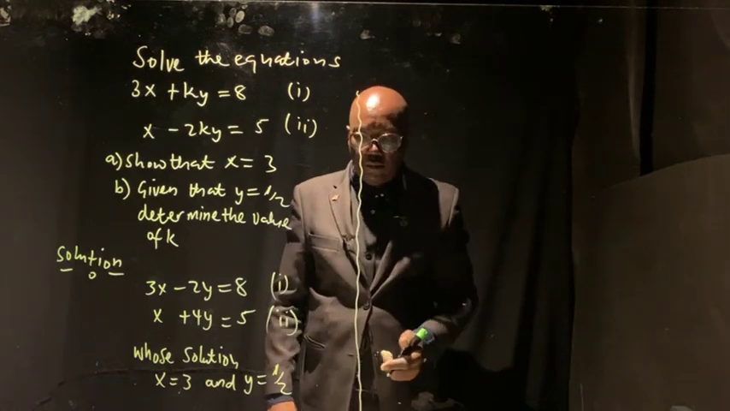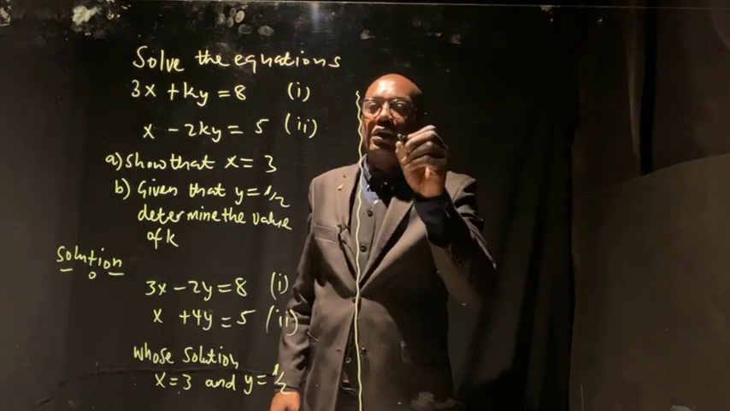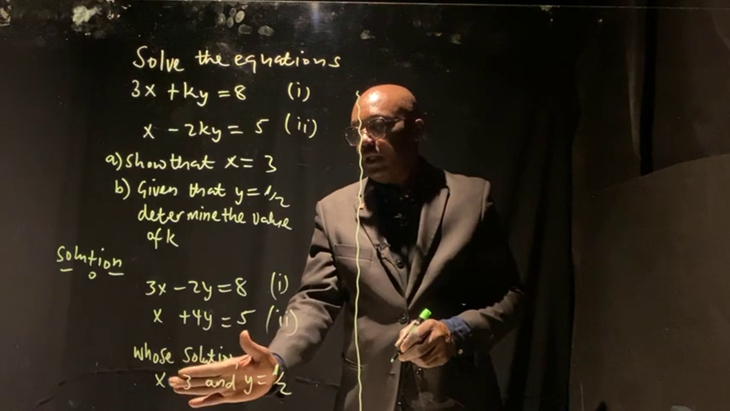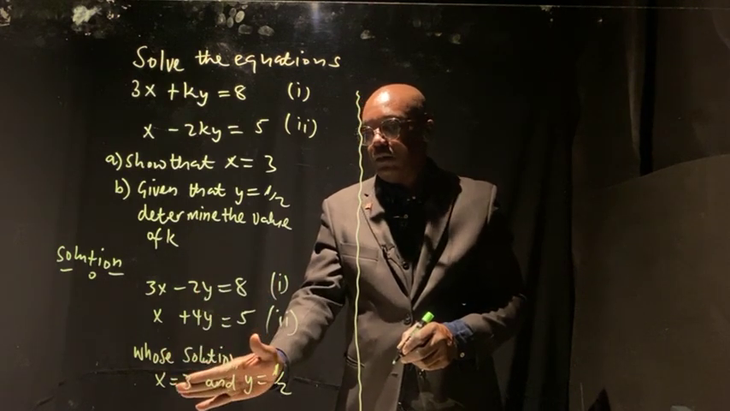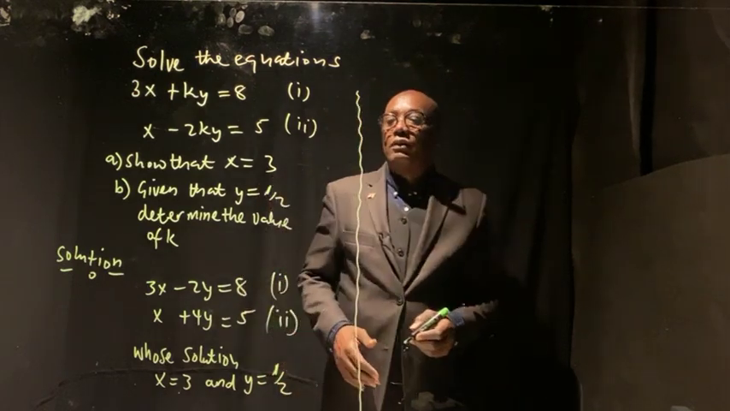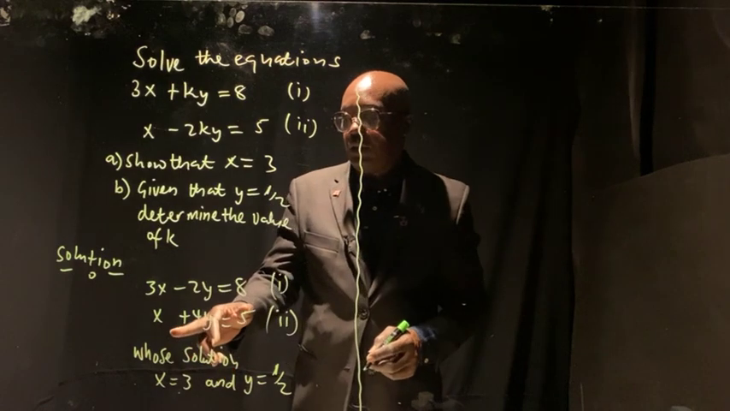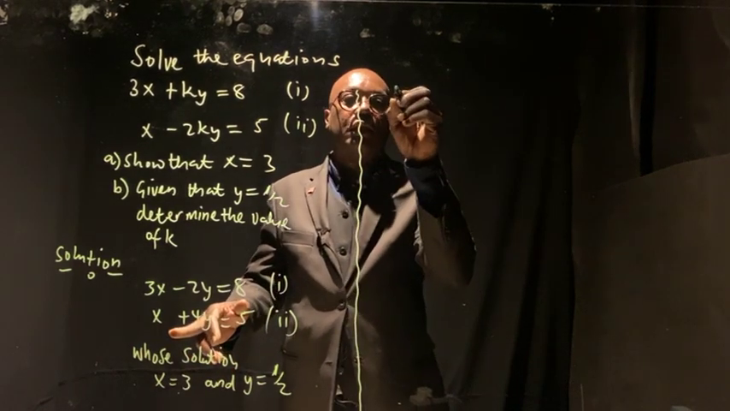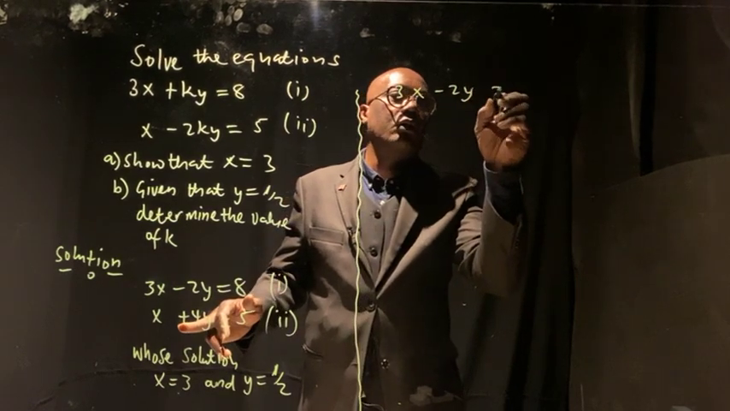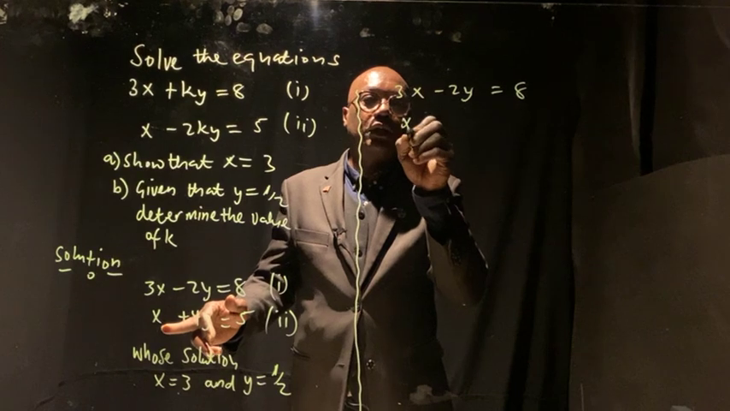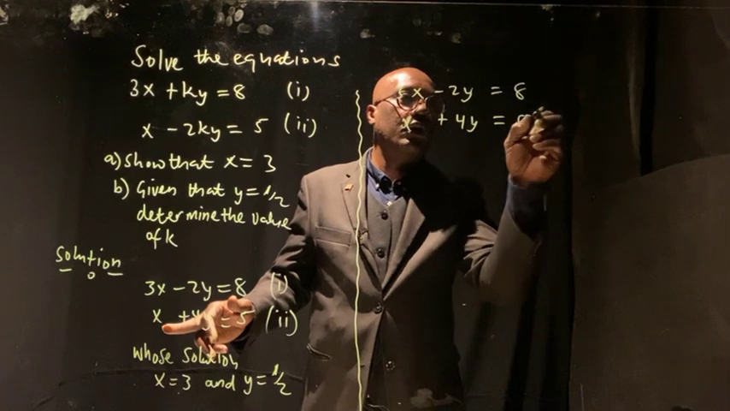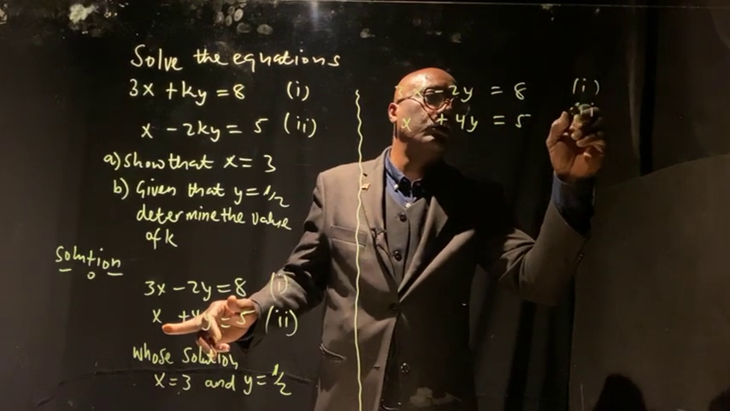So let us use the matrices approach. The matrices approach, assuming we don't know the solution, which we know now is x equals 3 and y equals half. Assuming we don't know, and we are applying the matrices approach. The matrices approach will tell you that if you have these two equations like this, 3x minus 2y equal 8, and x plus 4y equal 5, both equation 1 and equation 2.